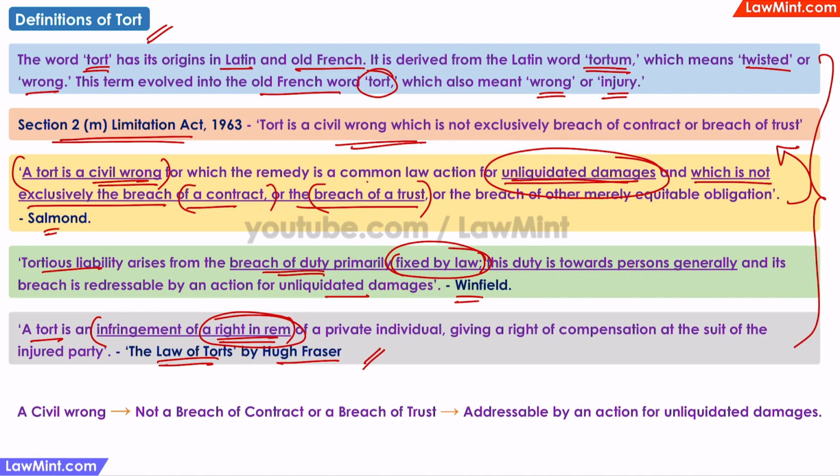When we summarize all of these definitions, it is clear that a tort is a civil wrong, which is not a breach of a contract or a breach of trust, and the tort is addressable by an action for unliquidated damages.